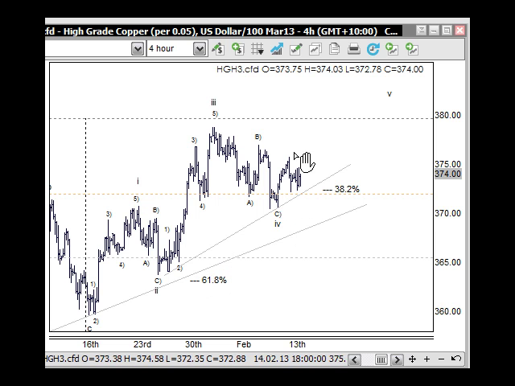So we still have to expect a complicated wave 4 here, but at this stage it seems reasonably simple in terms of an A and a B and a C here for wave 4. This would be wave 1 to the upside, wave 2 back to here, and then we need to see it push up through here.